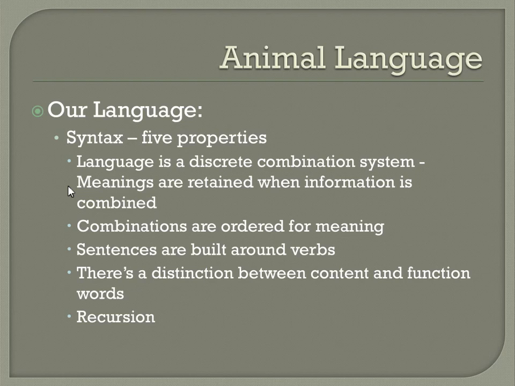Syntax, the combinations are ordered for meaning. So that's the word order idea is very important. Sentences are built around verbs, so we're built around action systems, and so we have noun phrases and verb phrases. Verb phrases are the most important piece. There's a distinction between content and function words. Remember that content words are the words like nouns, verbs, adverbs, adjectives. Function words are your prepositions, your conjunctions, your determiners. They're the ones that do the work of the sentence but don't tell you what is happening. And then recursion. So I think that I think that I think.